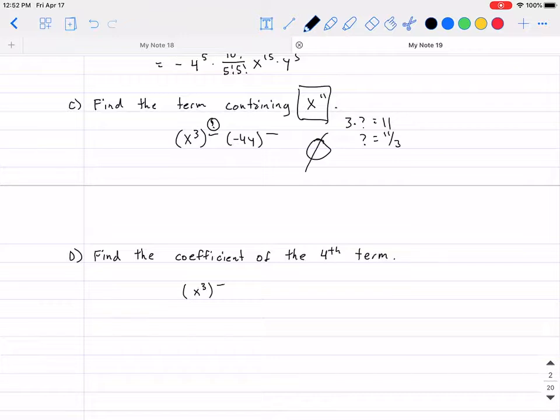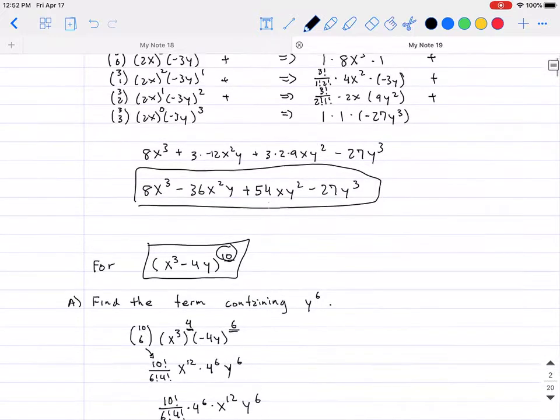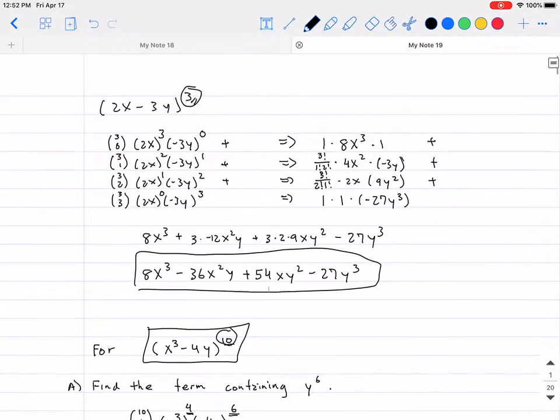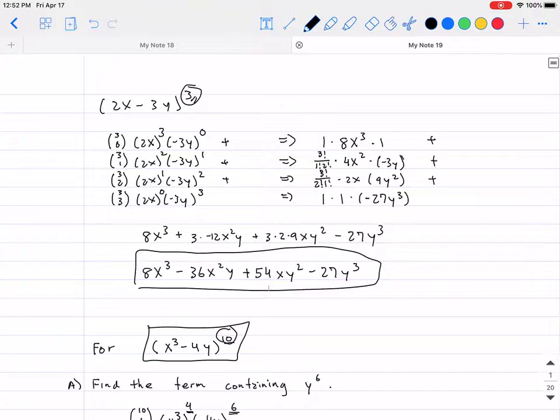Nonetheless, let's go ahead and set it up first. We know it's, again, x to the third raised to some power, and negative 4y raised to some power. The question is, what are those exponents for the fourth term? If you go back to my very original example, where you can see 2x minus 3y raised to the third power, this right here is my first term, this is my second term, this is my third term, and this is my fourth term. The way it works is that there are n plus 1 terms, where n is the exponent of the binomial you're trying to expand.